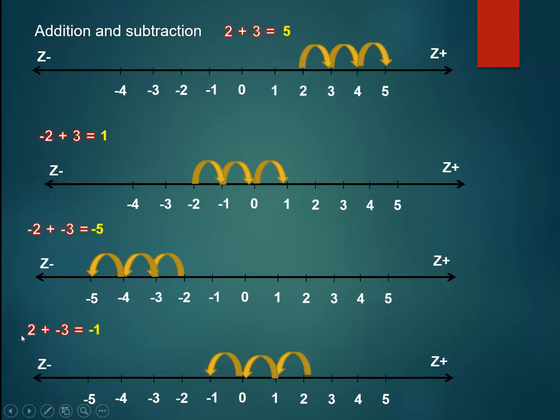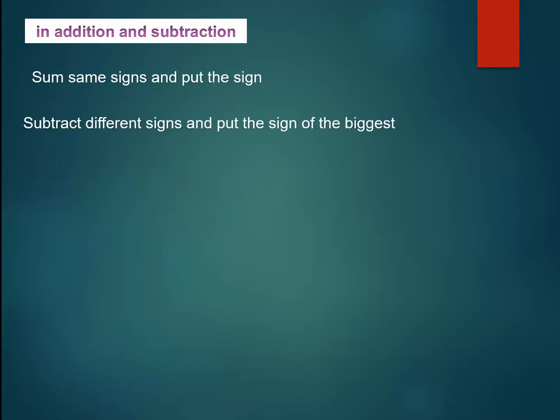Here we know that if we have different signs, we subtract: 3 minus 2 equals 1, and take the sign of the biggest one. The biggest one is 3, so the sign is negative: negative 1. So in addition and subtraction, sum same signs and put the sign, and subtract different signs and take the sign of the biggest.